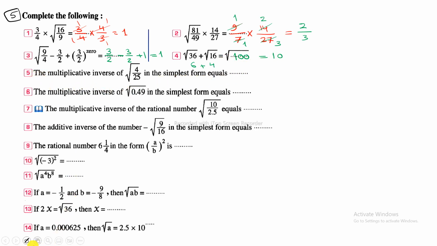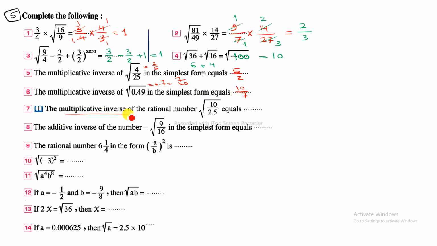Number 5. The multiplicative inverse of the number 4 over 25. First we calculate the square root, which gives us 2 over 5. So the multiplicative inverse is 5 over 2. The multiplicative inverse of the number square root 0.49: you use the calculator, it is 0.7, and we make it a fraction, 7 over 10. Therefore its multiplicative inverse is 10 over 7.